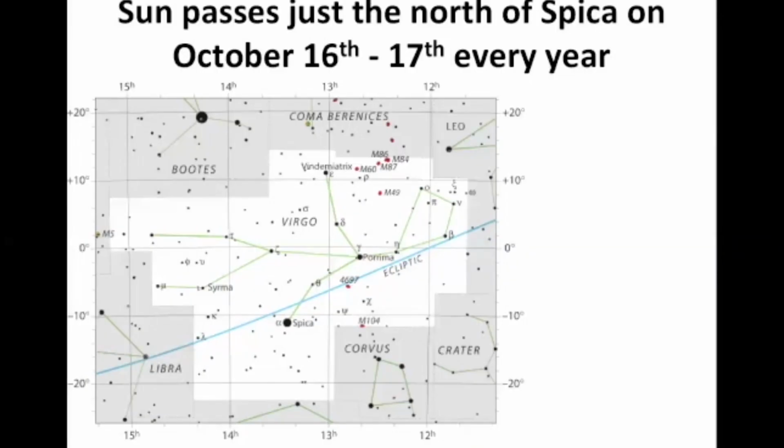Now, once we talk about the Yogatara, I will just mention that this is Chitra, Virgo Rashi, and the Chitra star is here. This is the ecliptic, which is where the sun passes, and you can see the position of the sun here. The sun passes just north of Spica every year, around the 16th or 17th of October. So people who have birthdays around October 16th or 17th will have their sun very close to the Chitra star.